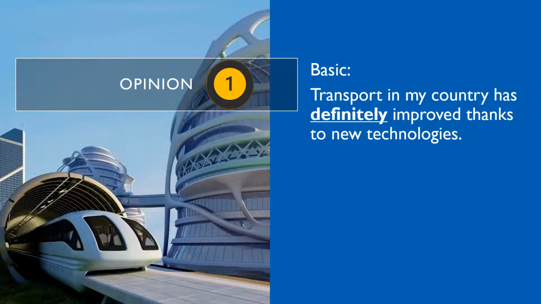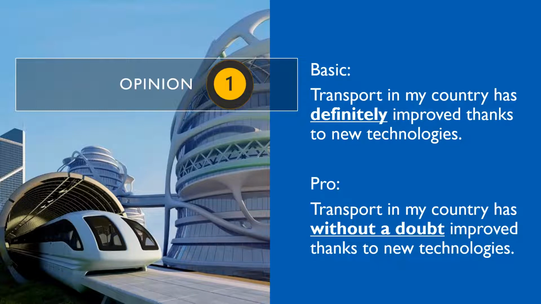So let's start off by looking at transport. An example of a basic opinion on this topic would be, transport in my country has definitely improved thanks to new technologies. Okay, the answer is great, but definitely could be better. So how about you say something like, transport in my country has without a doubt improved. So without a doubt is a really good phrase to show that you are sure or certain about something.